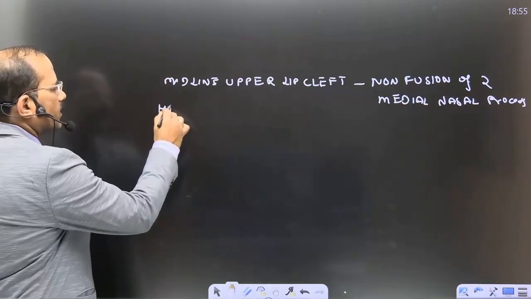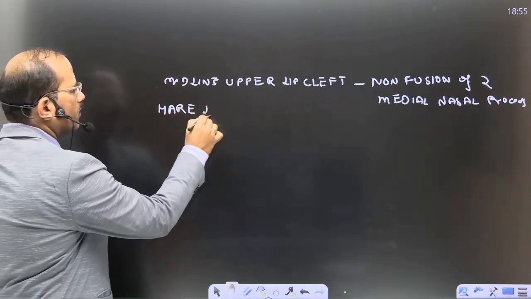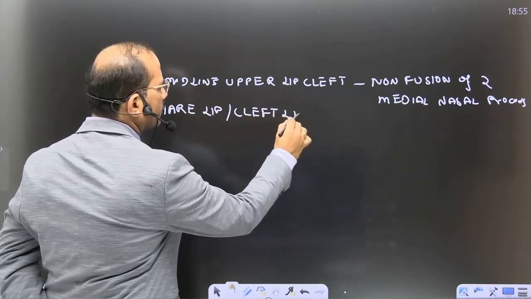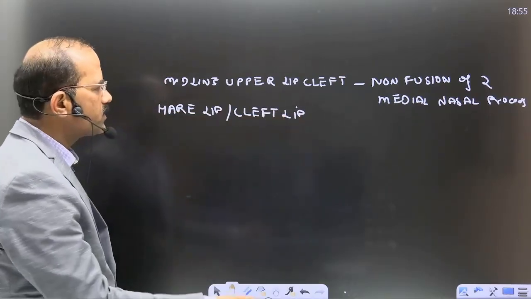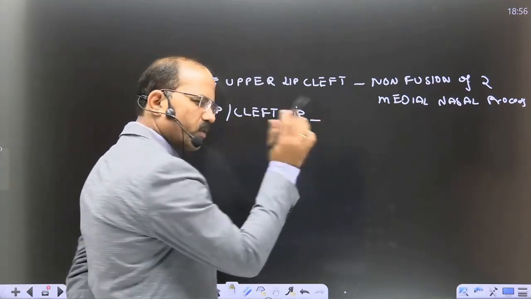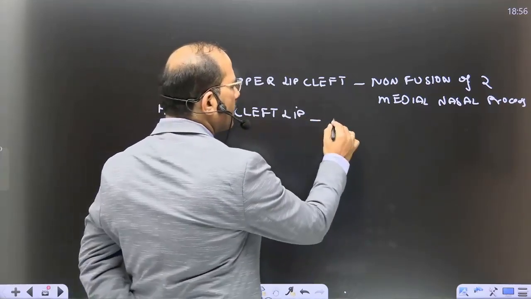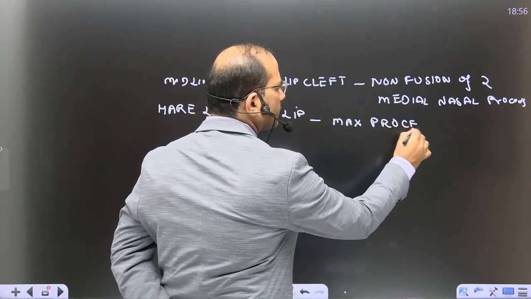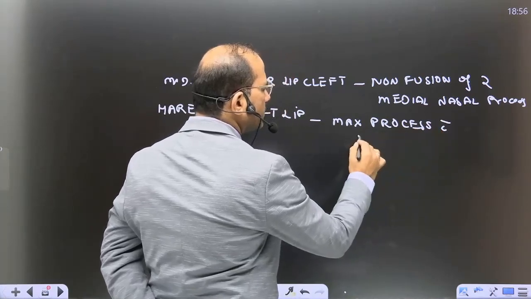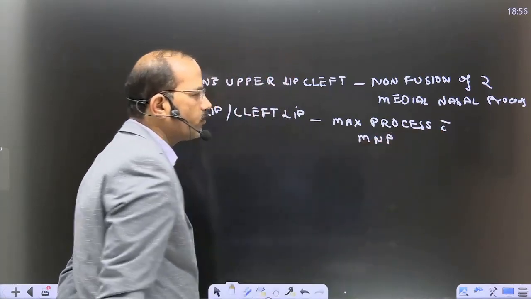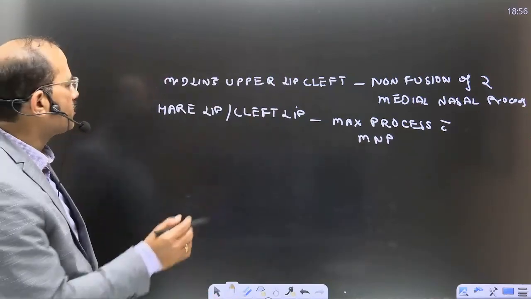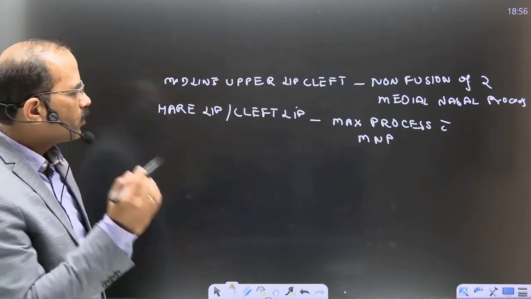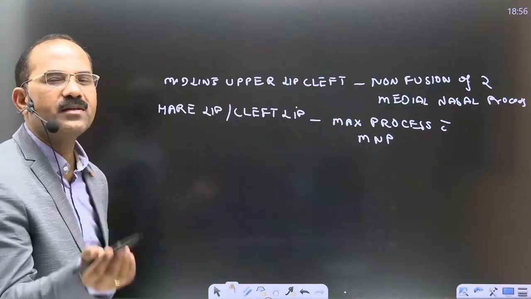The second one is hair lip or cleft lip. Non-fusion of maxillary process with medial nasal process. That is hair lip or cleft lip. It can be unilateral or bilateral. Non-fusion of maxillary process with medial nasal process.